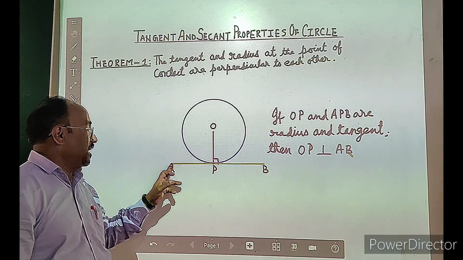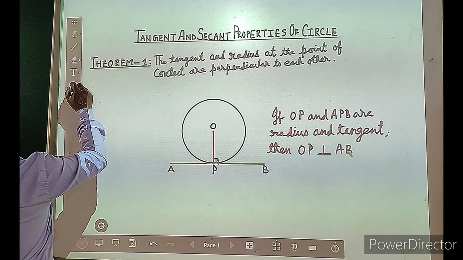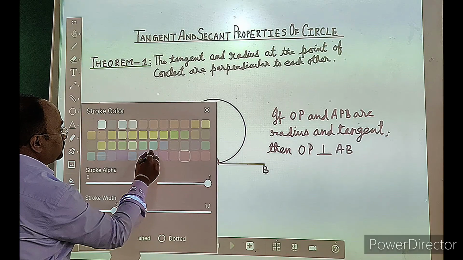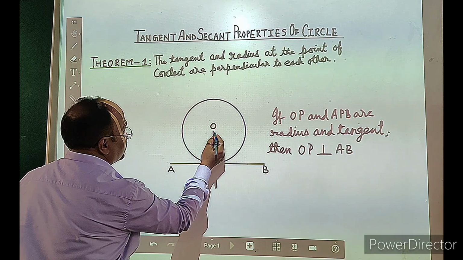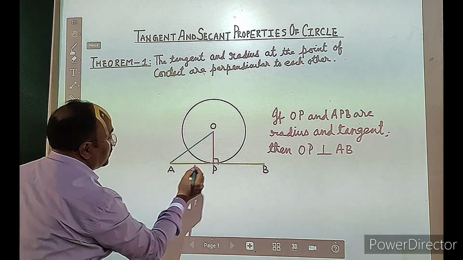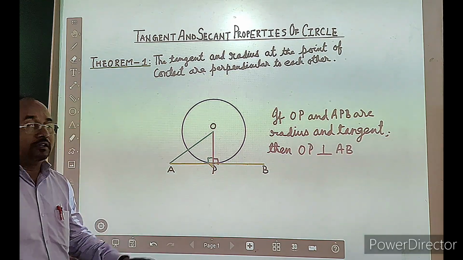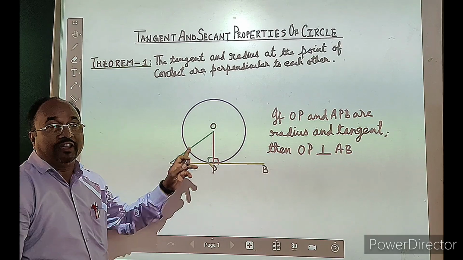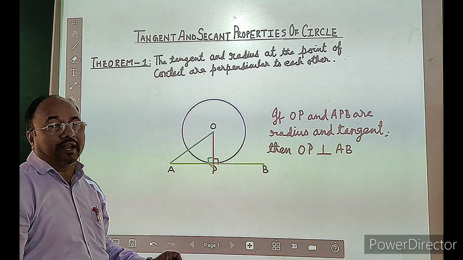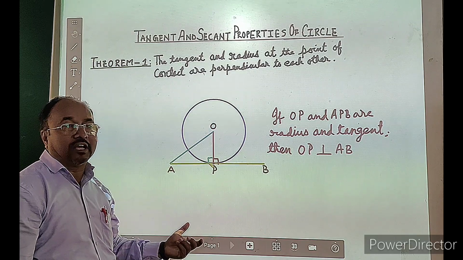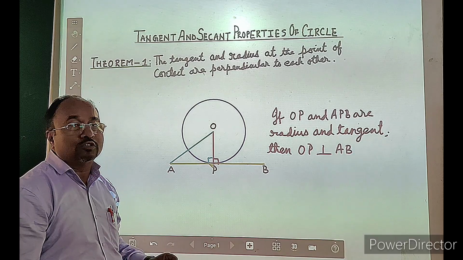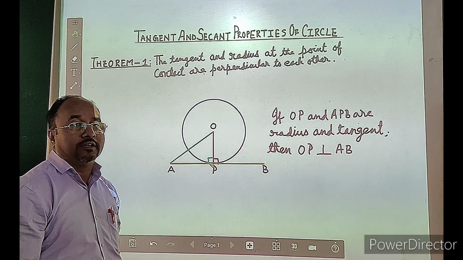Now, if I join this line OA, we get a right angle triangle. So in this triangle, the Pythagoras theorem can be applied, and any side which is unknown when two sides are given can be calculated, and this theorem in most cases will be used for this purpose only.